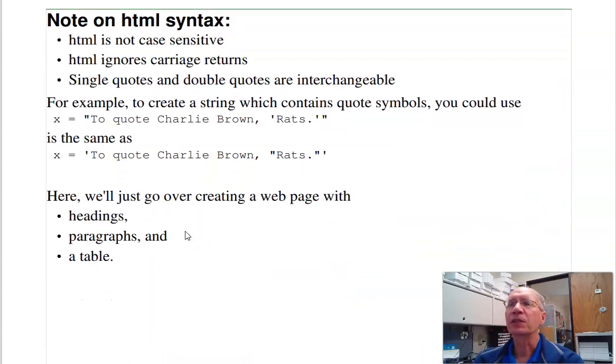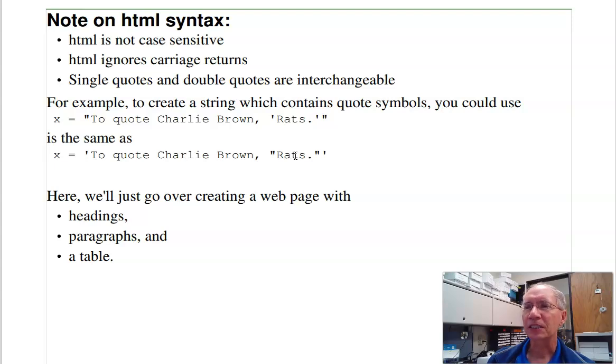A couple things to note with HTML syntax. HTML is not case sensitive, so it's different than C, different than Python, which are case sensitive. HTML ignores carriage returns, and single quotes and double quotes can be interchanged. For example, if I want to have a quote that says, to quote Charlie Brown, "rats," I can use a double quote saying here's the start of the string, and here's a quote inside of it. Or I can use a single quote to mean the start of the string, with a double quote on the inside. You can interchange the two. It doesn't care.